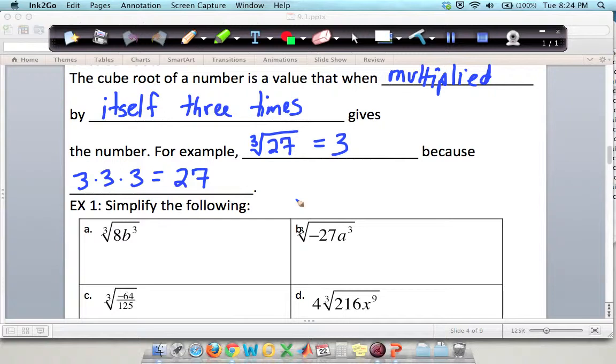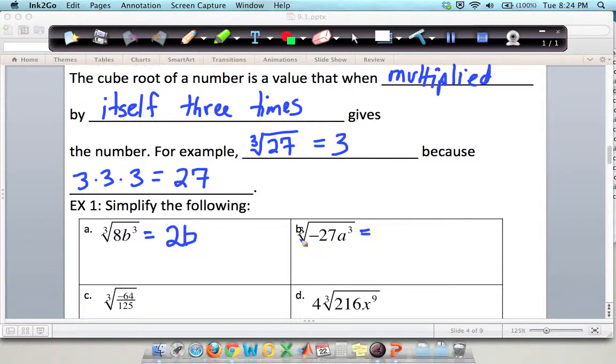So let's go ahead and do a couple of examples. Let's do the cubed root of 8b cubed. So the cubed root of 8 says what number multiplied by itself 3 times gives you 8, and that would be 2. And then I'm going to divide my index into my exponent. 3 goes into 3 one time.